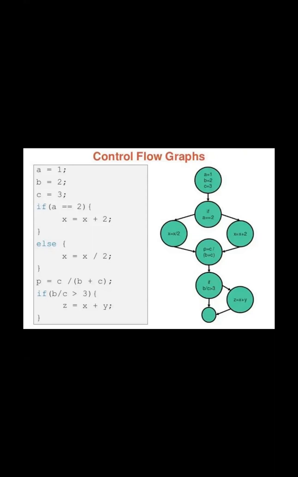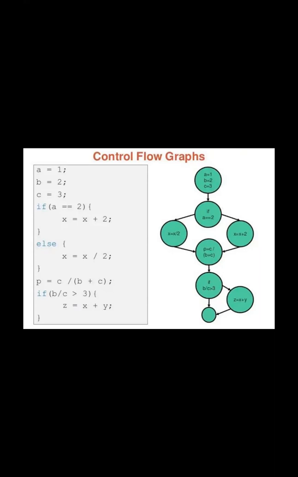After executing the if statement, it executes the assignment, and that is given as input to the next if statement. If B divided by C is greater than 3, then there is a branch to Z equal to X plus Y. Else it will exit from the function. For the given sample code, they drew the control flow graph. Any doubt in this?